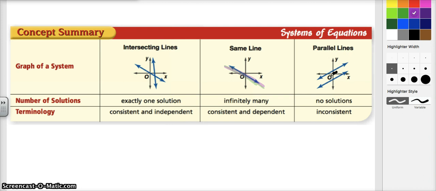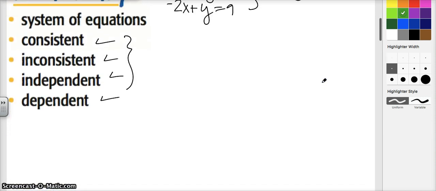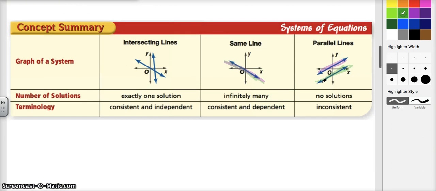Then sometimes you're going to graph these lines and you'll find that one line does this and the other line does this and they never touch. So there is no solution. When you have parallel lines, you have no solution for the system of linear equations, and that system is considered inconsistent. I think that helps with this terminology. This is a really nice graph to copy down, so I would do that if I were you.